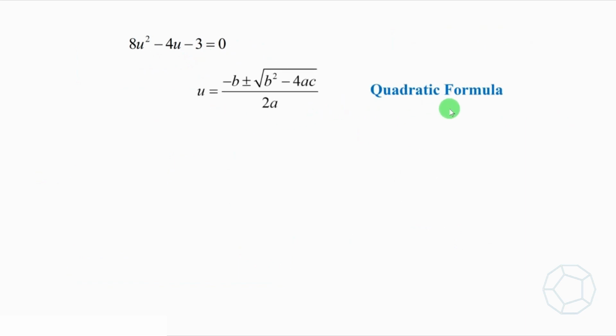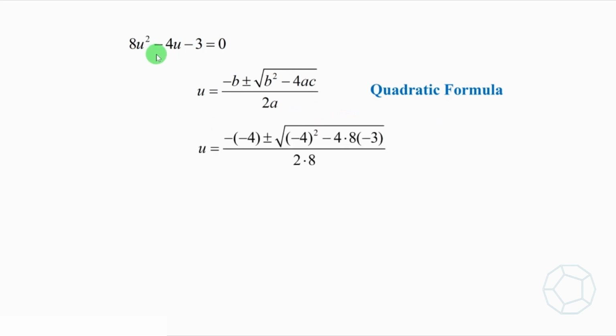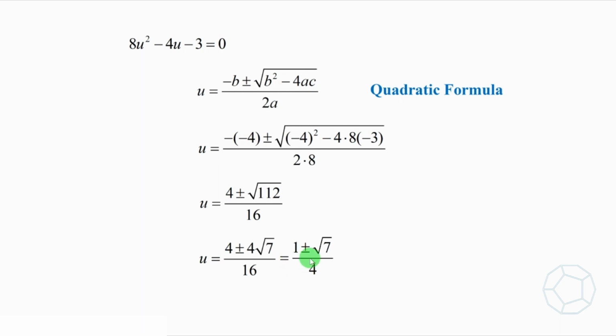Although this equation cannot be factorized, we can use the quadratic formula to solve it. Let's put a equals 8, b equals negative 4, and c equals negative 3. So u is equal to 4 plus or minus the square root of 112 over 16. Simplify: the square root of 112 is equal to 4 times the square root of 7. So the simplest form of the answers is 1 plus or minus square root of 7 over 4.